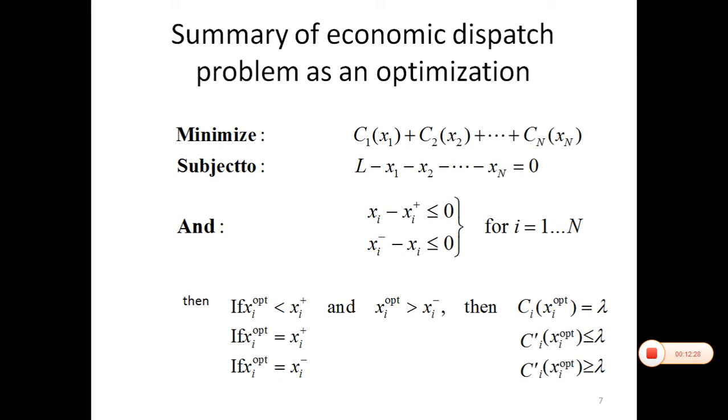And if your solution is such that you have to make any one variable sit on its lower limit, then its respective incremental cost function will always be greater than lambda. So this is a general representation and summary of the economic dispatch problem as an optimization problem, showing how your solution will vary according to the situation, according to how your optimal point moves.